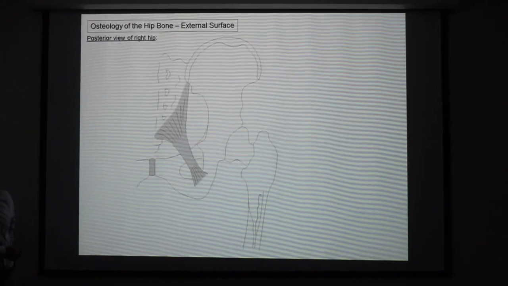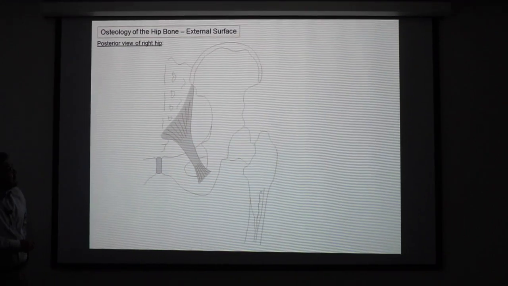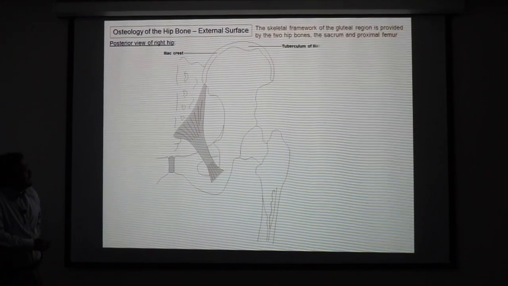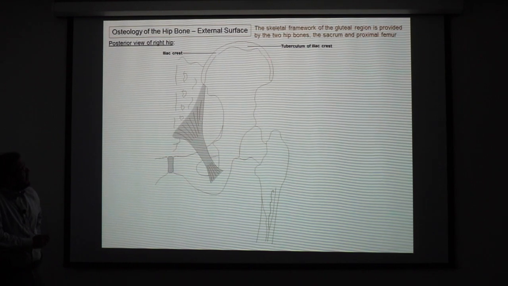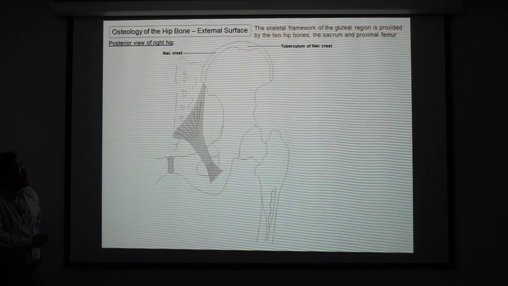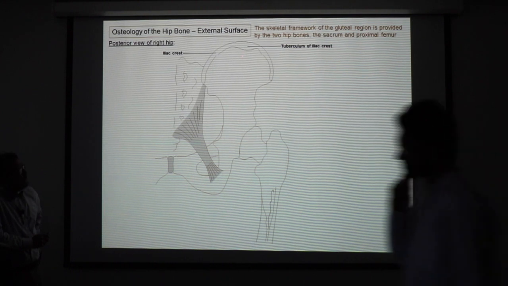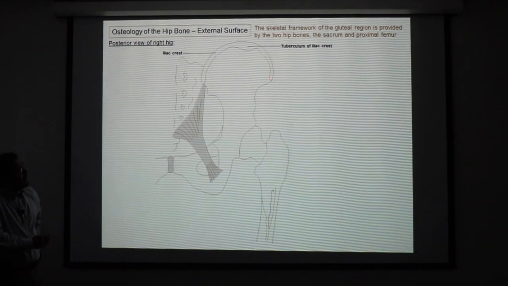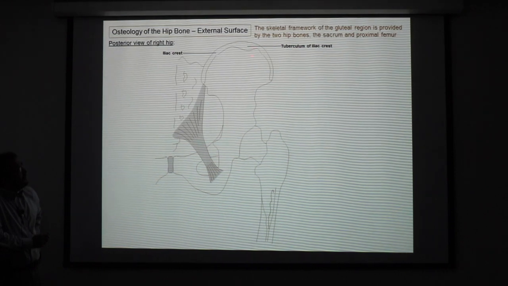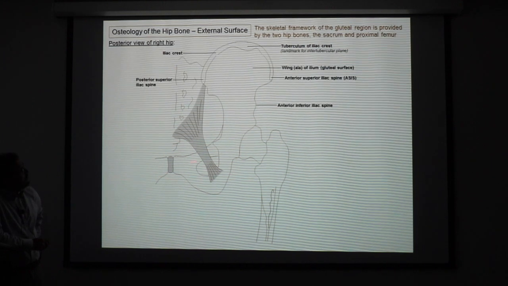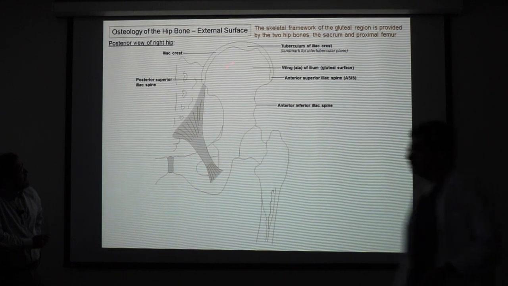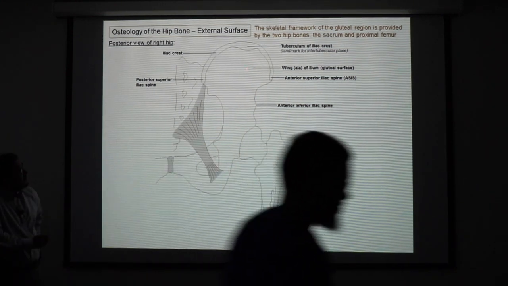Okay, so if we start to look at the bony features on the posterior aspect of the hip bone and the femur, we can see this prominent thing on the top, the iliac crest. And then this is the tuberculum, which is called the tuberculum of the iliac crest. From the anterior superior iliac spine to the tuberculum, a muscle comes out from here which is called the tensor fascia lata.